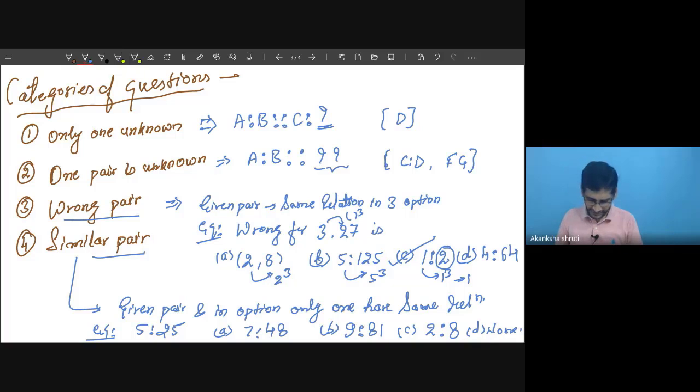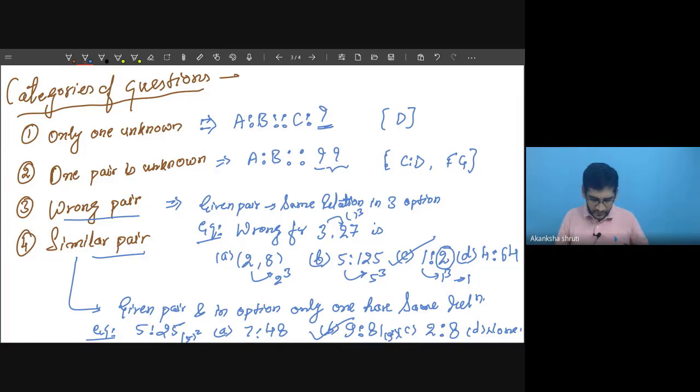Here we are observing it is the square relation. 25 means it is like our 5 square. So where is the square relation? 7 square is 49, not followed. 9 square, so it is our 9 square. So B is the correct one. So this way you have to observe.